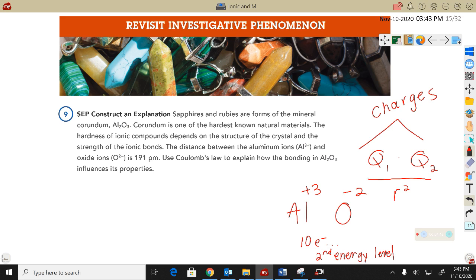So why is this such a hard mineral? In a nutshell, maybe we would say large charges and small ions. Those large charges, the +3 and a -2, will create a really strong attraction. And then because the ions are pretty small, they'll pack really tight. So we've got tiny particles packed really tight together, and they'll be highly attracted to each other. That should lead us to a really strong bond and then a really hard or really dense mineral.